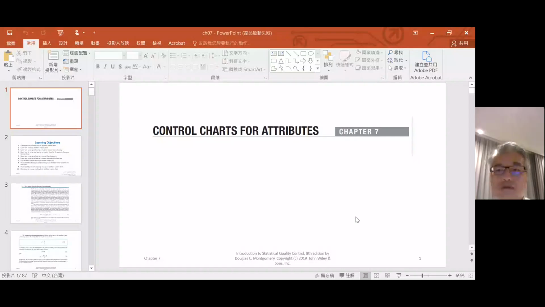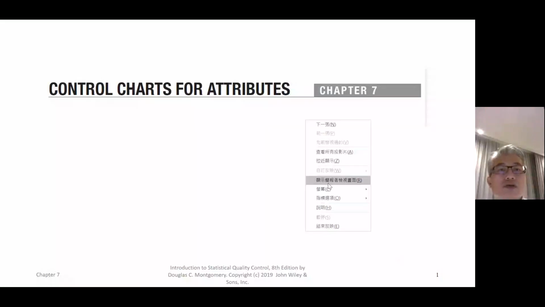Okay, now we move to chapter 7 about the control charts for attributes.